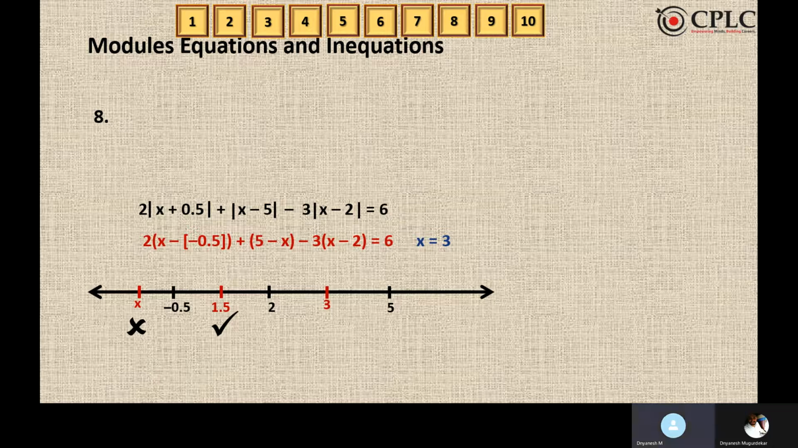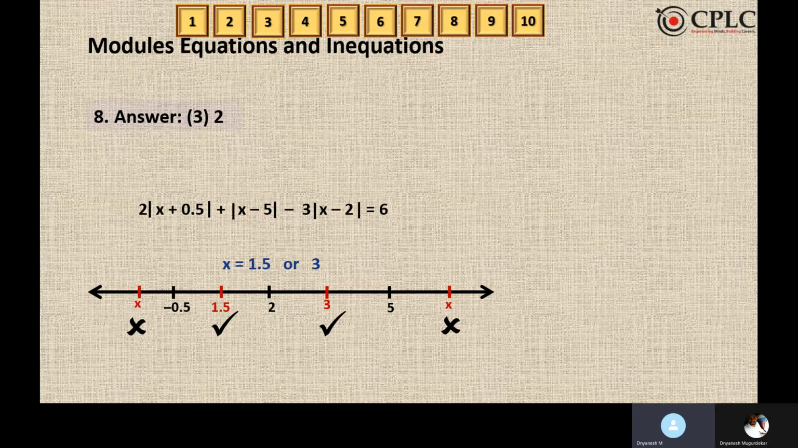And the last case, when x is more than 5, that means x is on the right side of all the numbers, so all of them are to be considered positive. That means just take them out as they are without changing any signs. Again, when you solve for this case, you will realize all the x's get cancelled. That means this is also not a possible value or solution of x that will satisfy this modulus equation. So two values of x are satisfying, 1.5 and 3. The question was how many values? The answer is two such values of x will satisfy, which is option 3.